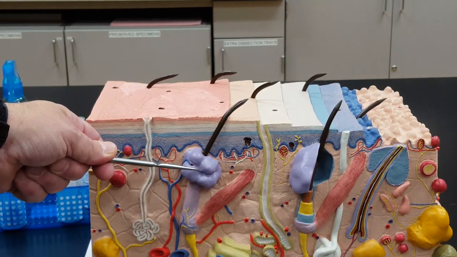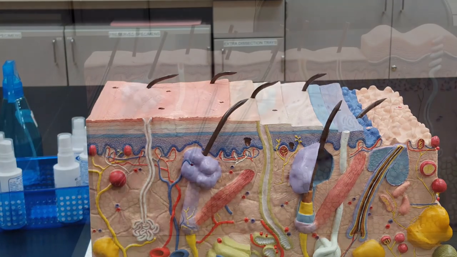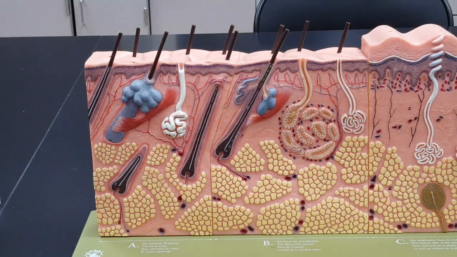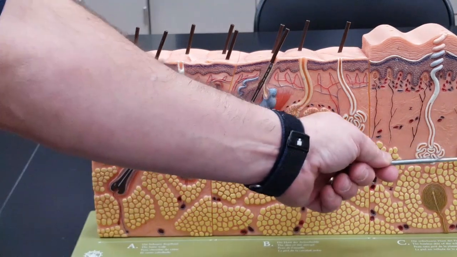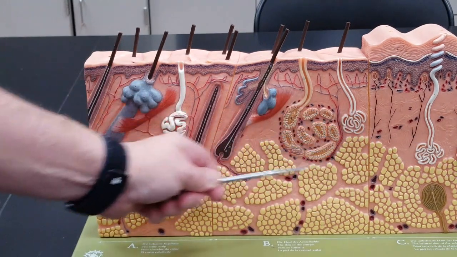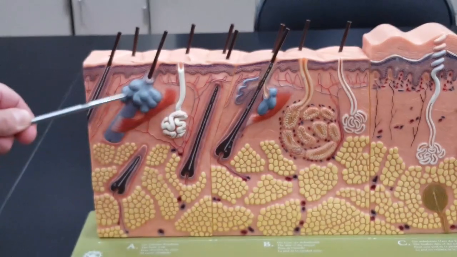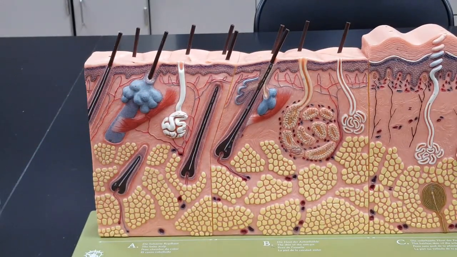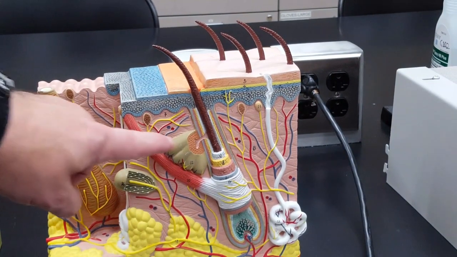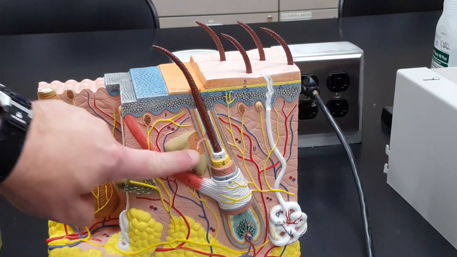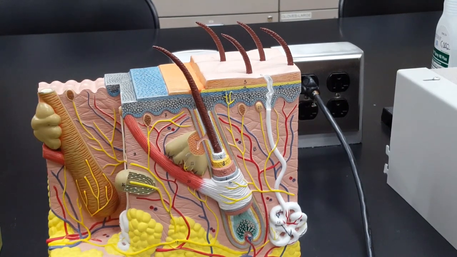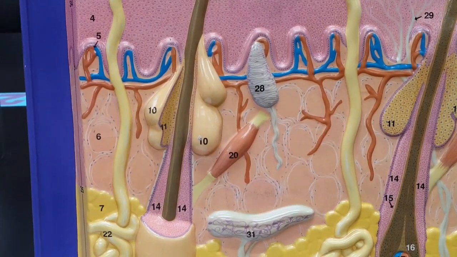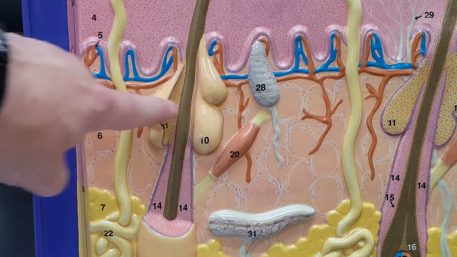Very nice sebaceous gland right here. If you want a view of all three types of glands, eccrine sweat gland, apocrine sweat gland, and these two are sebaceous glands producing hair oil. Sebaceous gland, not that big, not that impressive on this model, but that's what it is. And a very nice sebaceous gland right here.